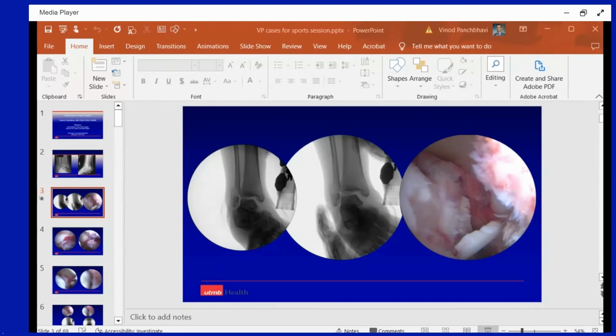So you can see, again, this is another example. Deltoid was not fixed. As you can see what happens, they will come back later on and then have incompetence.